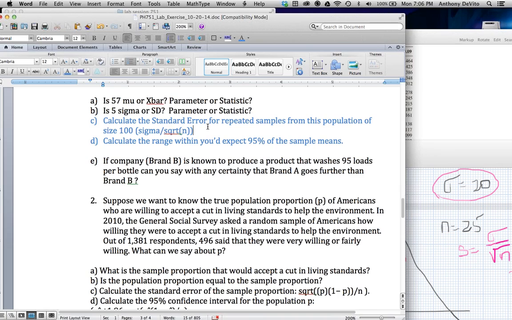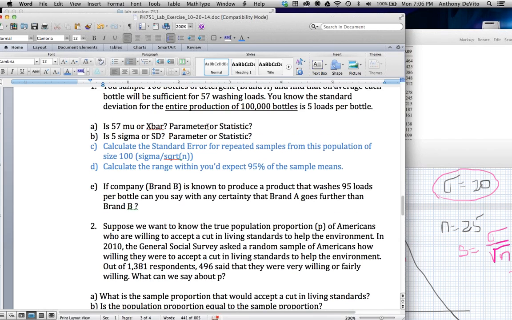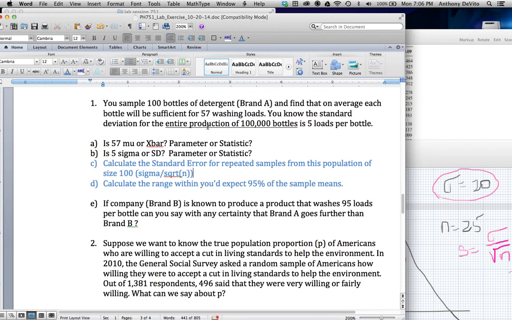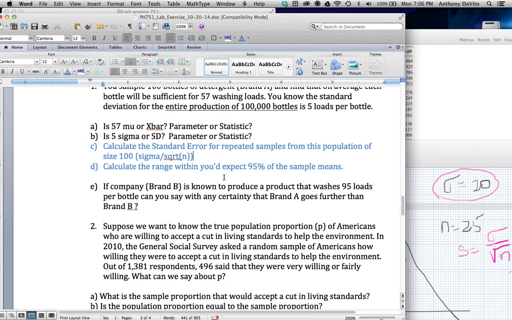Okay, so what's our standard error? The standard deviation, sigma, is what for this example? It's 5, right? The sample size is 100, so the square root of the sample size is 10. So what is our standard deviation for the sample means? It's 0.5, right? It's 1/2.